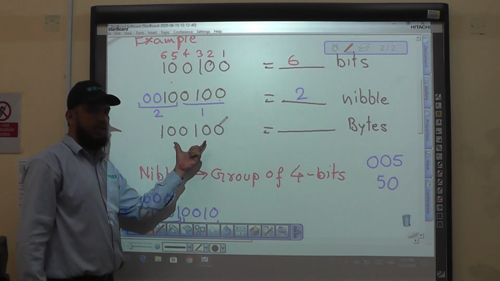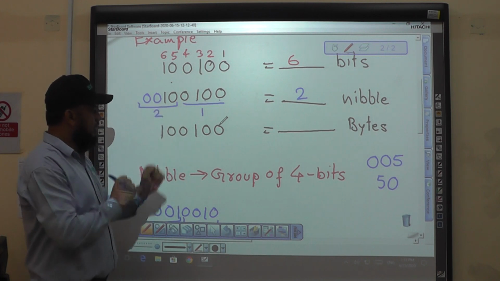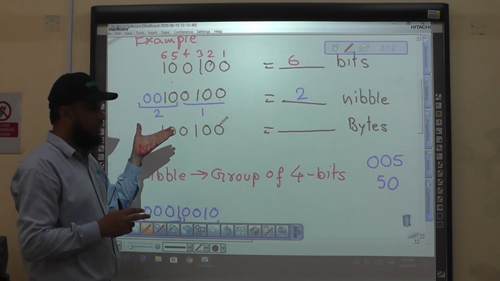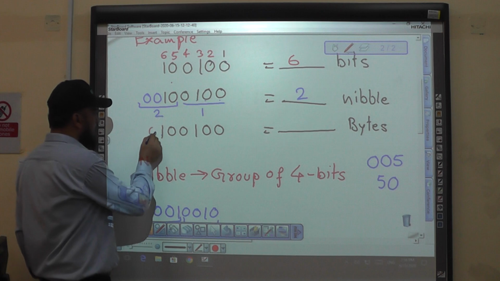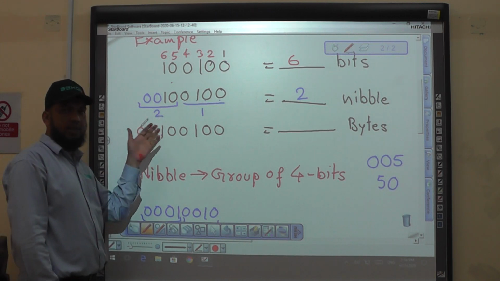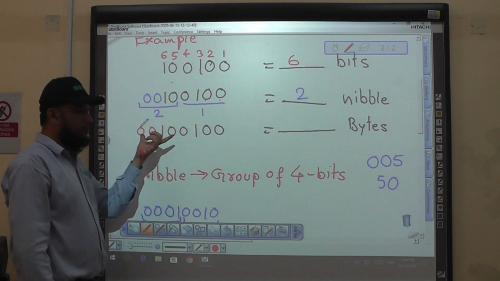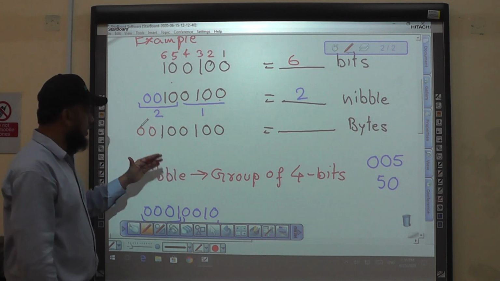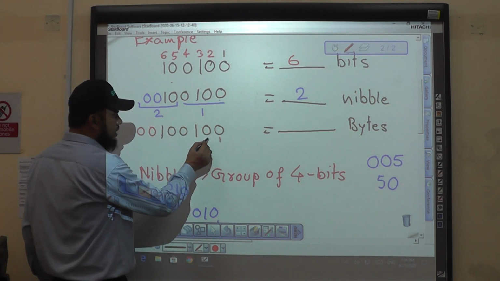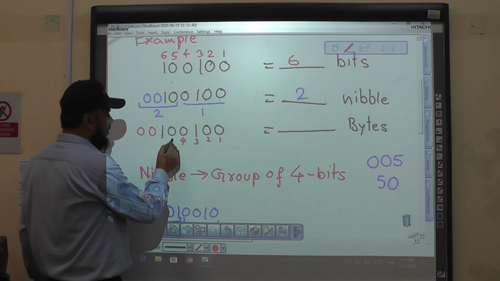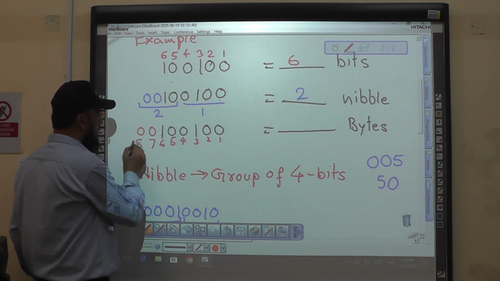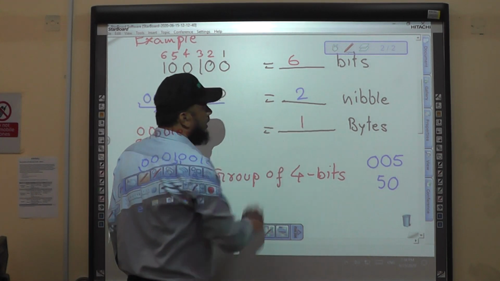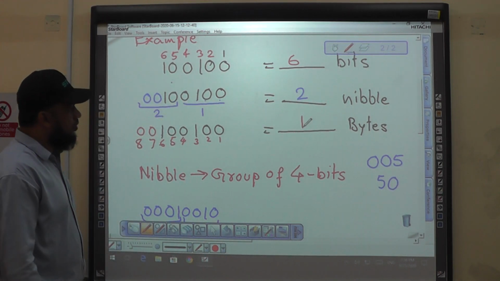How many bits are there? We have 6 bits, but we still require 2 bits to complete the 8 bits. Again the same procedure: we add 2 zeros at the left of the number, because when we add a 0 at the left of the number, the value of the number will not change. So we have 1, 2, 3, 4, 5, 6, 7 and 8. This complete group of 8 bits is called 1 byte.